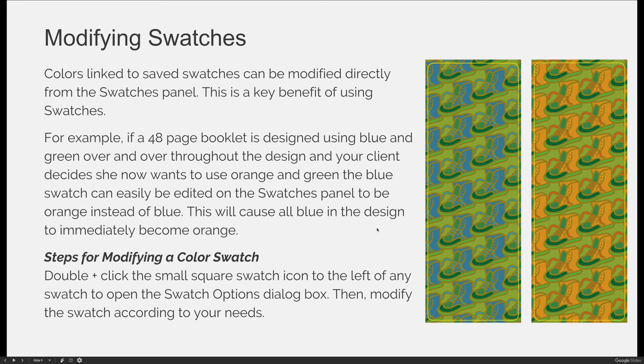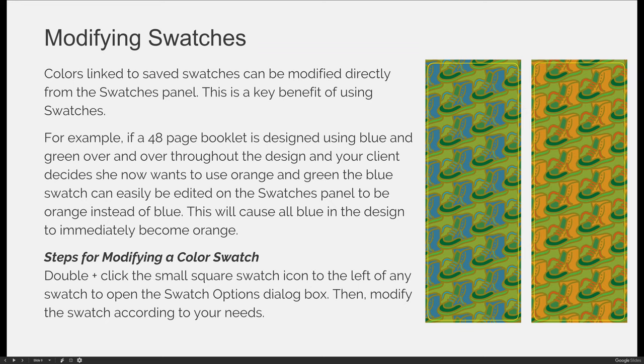The steps that you would need to follow to modify a color swatch are to double-click the small square swatch icon to the left of any existing swatch. It will launch the swatch options dialog box, and then you can modify it according to your needs. So you can change it to a different color. It doesn't have to be spot. It can be spot or process.